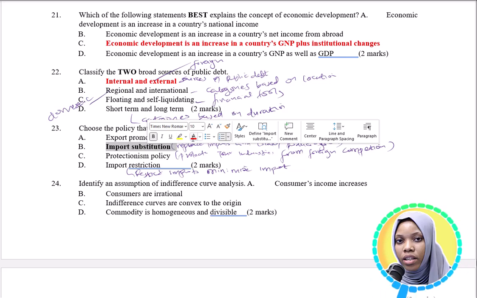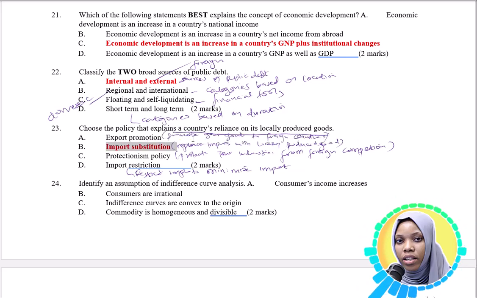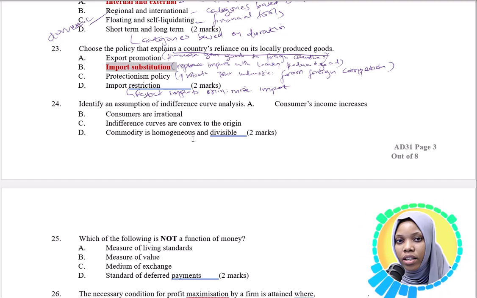import substitution. Let's move to question 24, which reads, identify an assumption of indifference curve analysis. Choice A that we have been provided with is consumers' income increases. Choice B is consumers are irrational. Choice C is indifference curves are convex to the origin. Choice D is commodity is homogeneous and divisible.